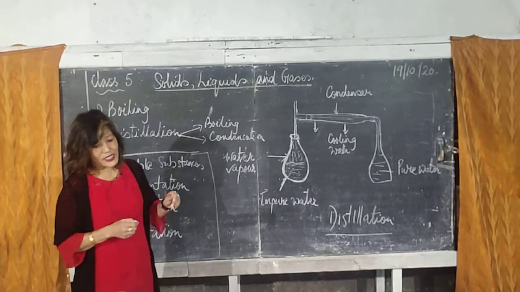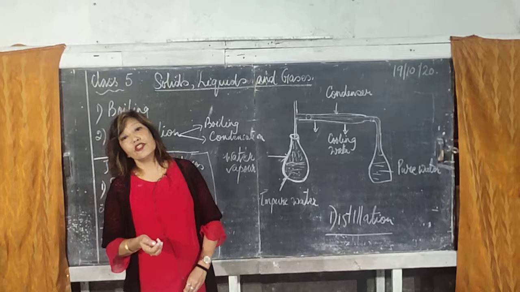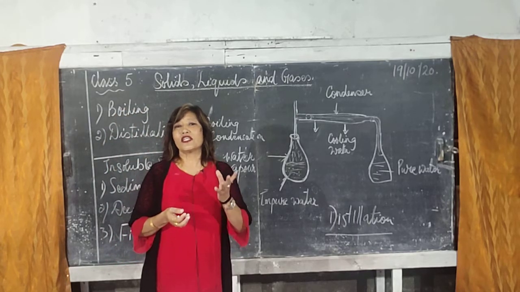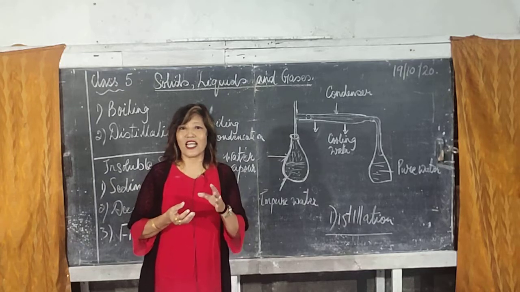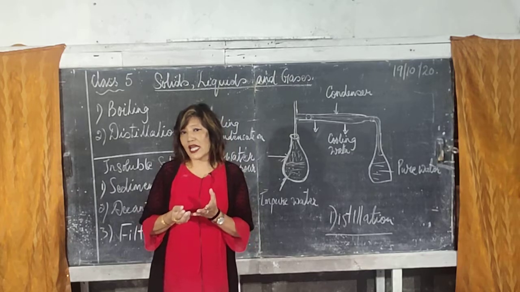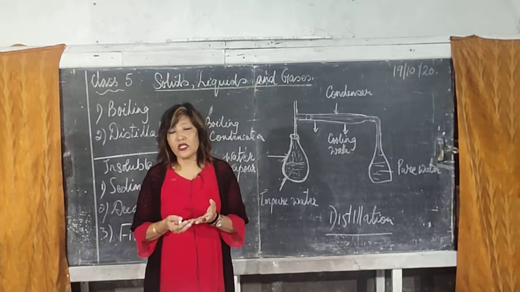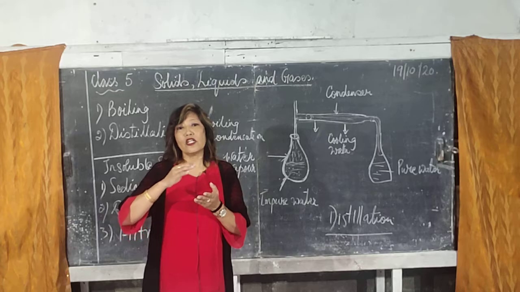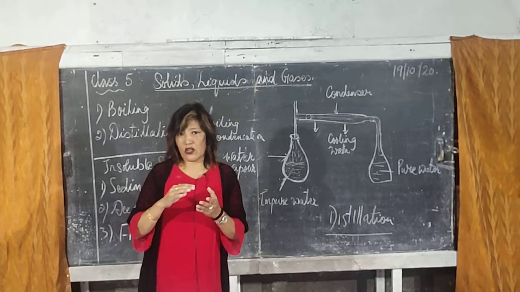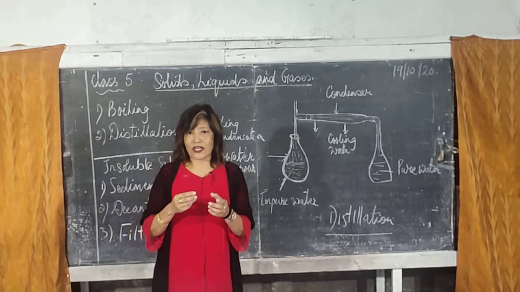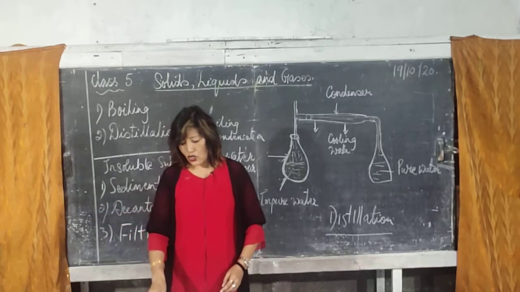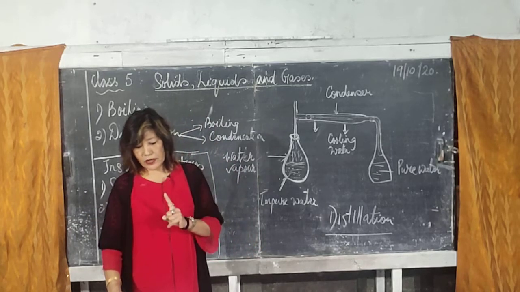Now what is sedimentation? First you have to make a solution of sand and water, mix sand and water. When you mix sand and water, what will happen to the sand? It will not dissolve in water, but it will settle down at the bottom of the bottle or at the bottom of the container. That process is called sedimentation. So let me show you the process of sedimentation.